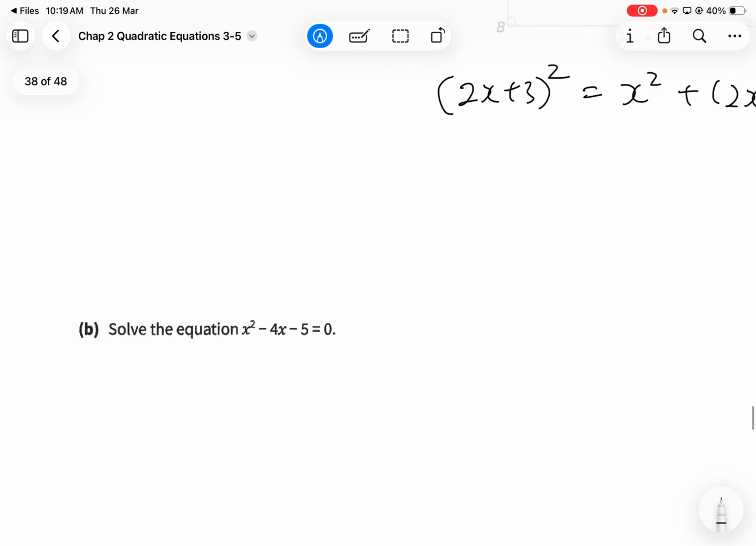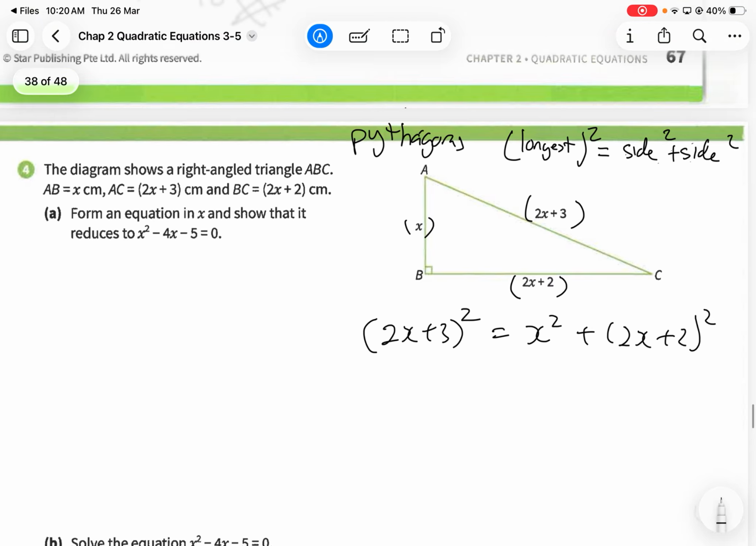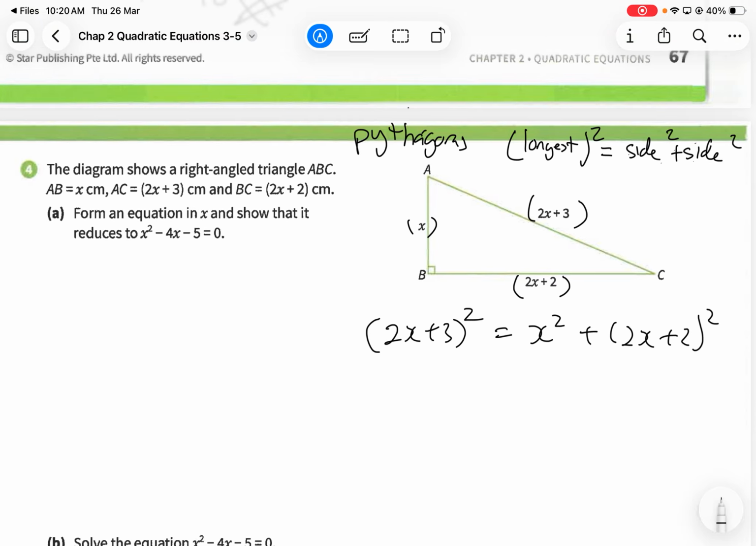Page 68. Simplify. We just went through how to multiply, or you can use your identity. Expand, simplify.